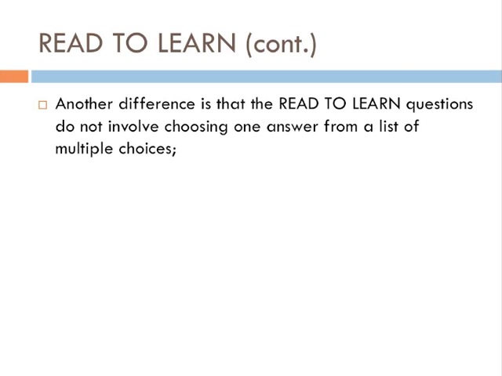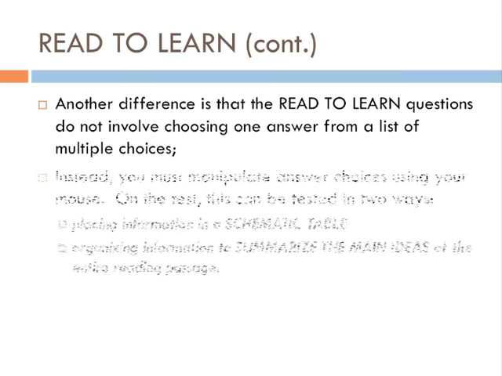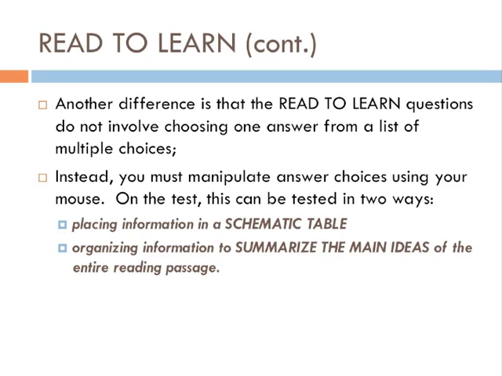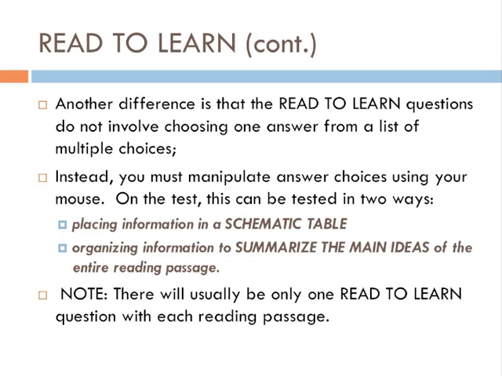Another difference is that the read to learn questions don't involve just choosing one answer from a list of multiple choices. Instead, you must manipulate your answer choices using your mouse. Again, as we mentioned, this can be done in two ways: placing information in a schematic table, or organizing information to summarize the main ideas of the whole reading passage. And please note that there's usually only one read to learn question with each reading passage.